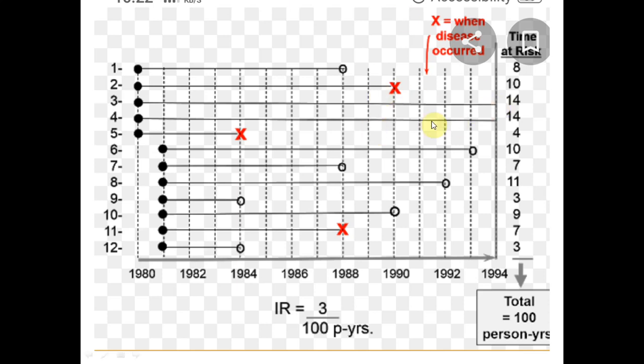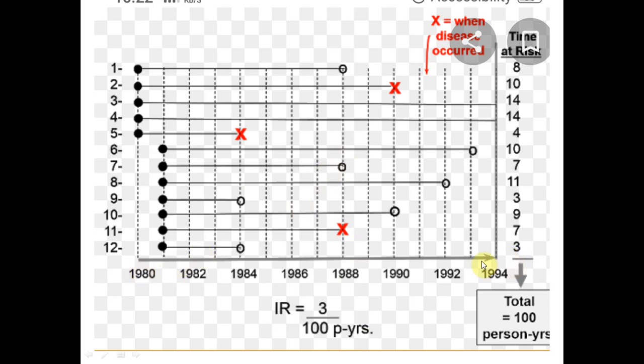And the third and fourth persons entered the study at the beginning and were followed up for all 14 years, and they had that risk, but they never developed disease. So this became 14 person years each. This person died at 4 years, so 4 person years, and this person entered the study in 1981. Then they were followed up for 12 years. Actually, this is 12, not 10. 1981 to 1993, it will become 12. Okay, so that's a mistake. And the remaining persons all entered the study in 1981. So all this person time will be calculated and divided by the total number of cases.